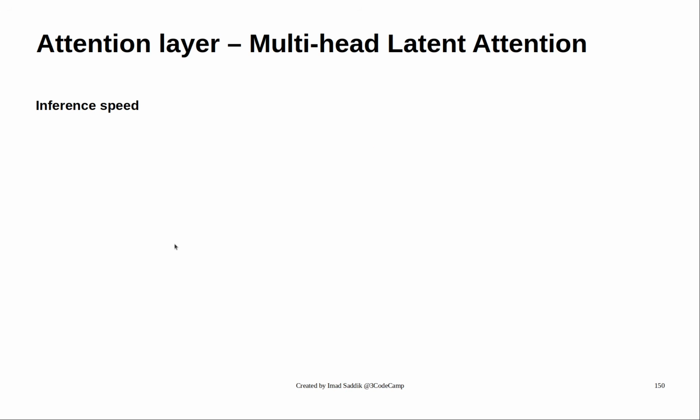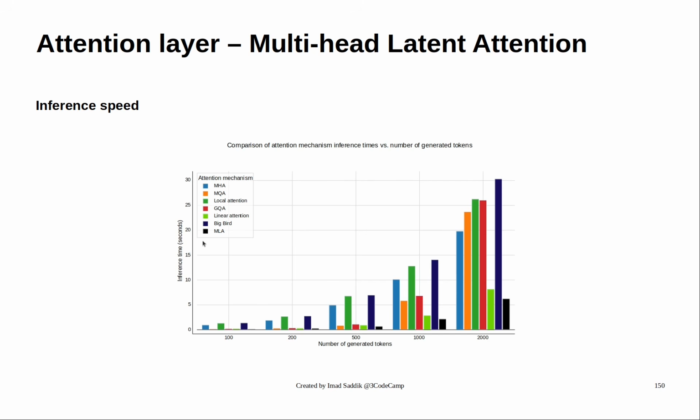Now let's see the inference speed, because this is very interesting. MLA is colored in black, and as you can see, let's go to 2000 tokens, because this is where the other methods struggled. As you can see, MLA, as I told you, is really, really fast. So we can generate a lot of tokens without sacrificing performance. The one that was very close to it is linear attention, because linear attention is also good, as we have seen, it reduced the complexity to O(n) instead of O(n squared), but MLA is the best.